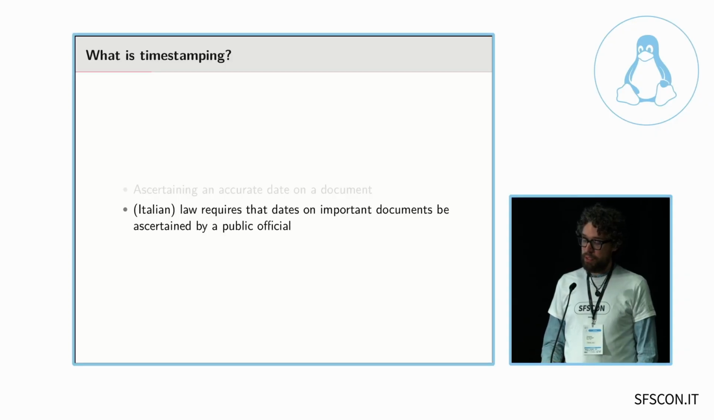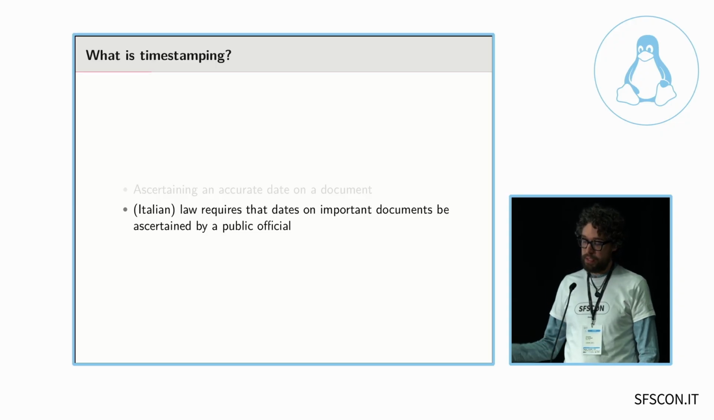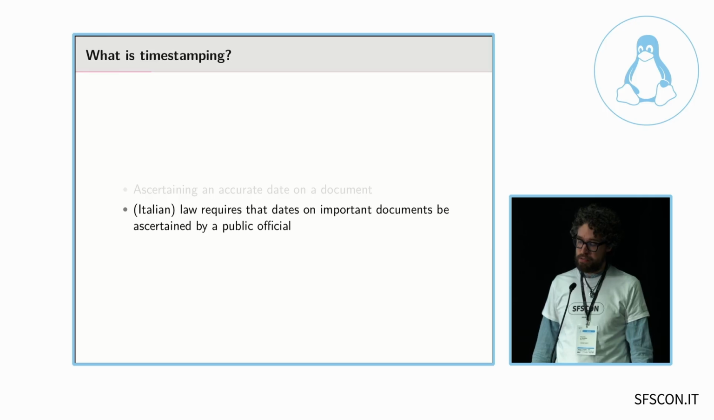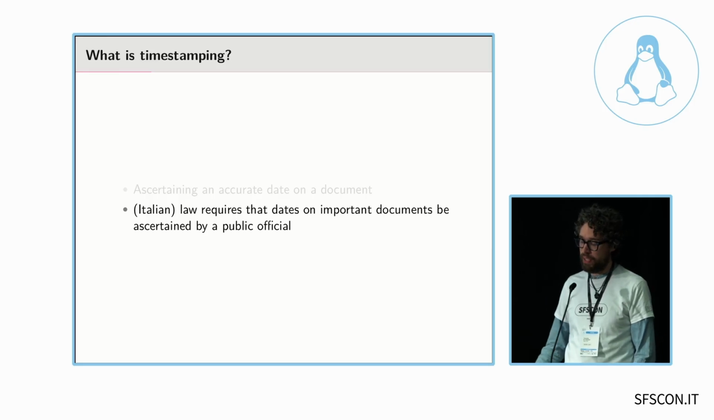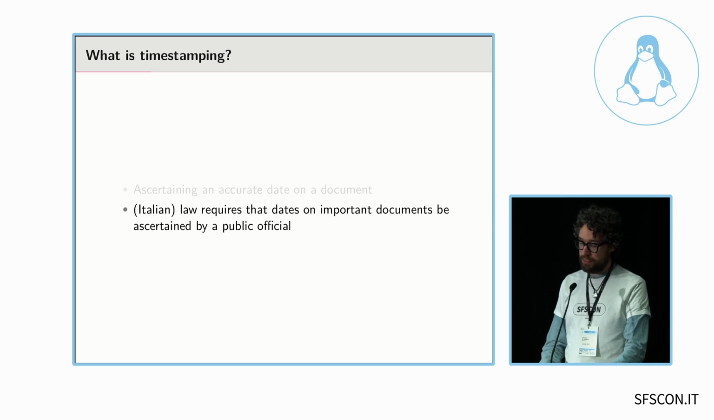What is timestamping? Timestamping is a way to ascertain accurate data on a document, so to be sure that a document existed on a specific date. In Italy, for example, it requires that important documents must be ascertained by a public official notary. But for other countries and other cases, it's not so necessary to do that.